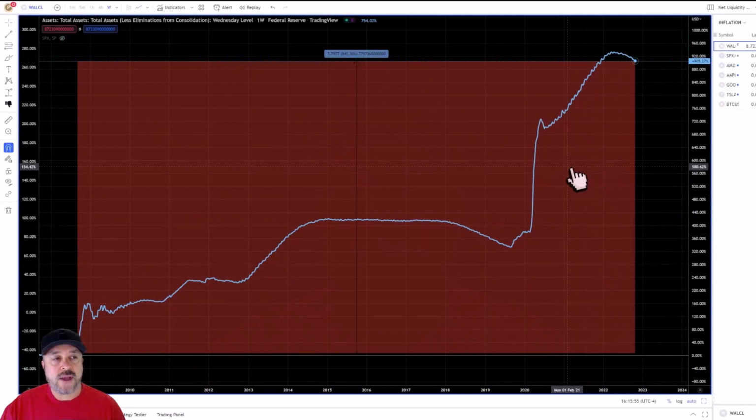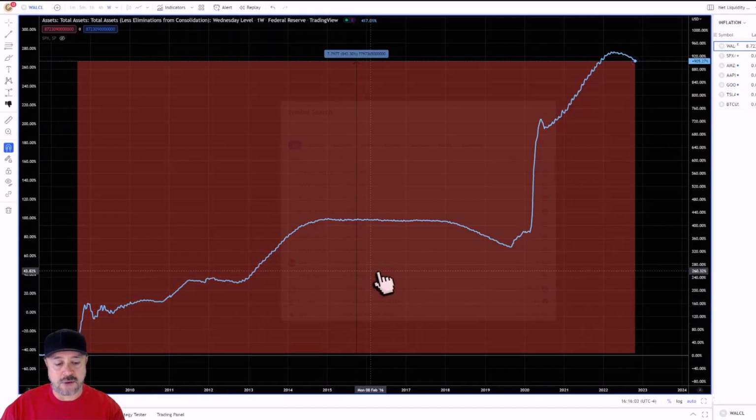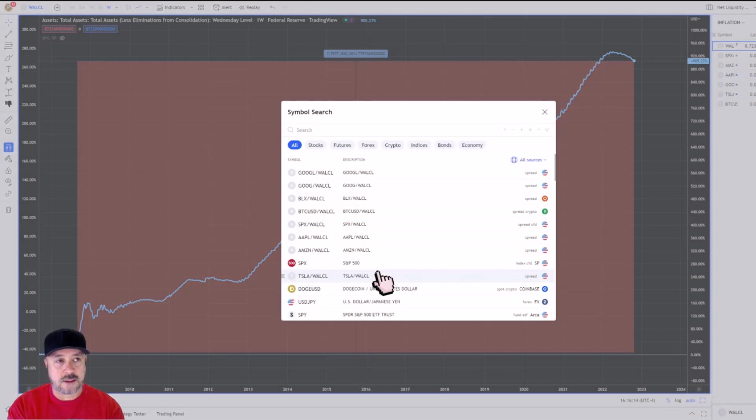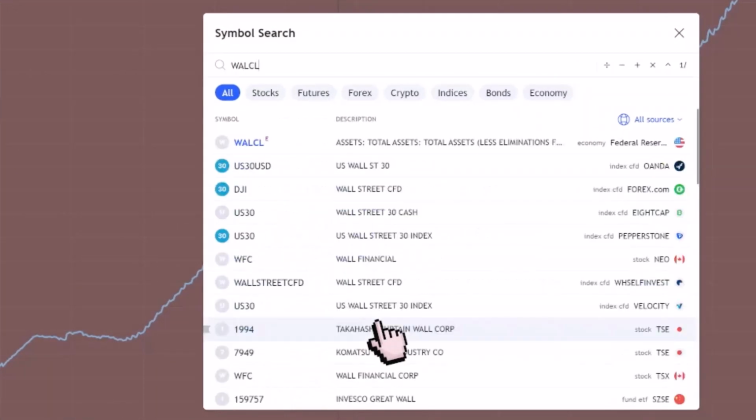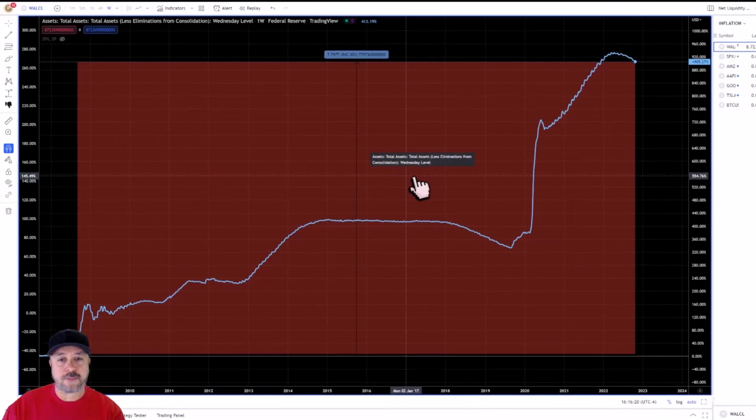Okay guys, so what we have here is the Fed's balance sheet. You're looking at a weekly chart of the Fed's balance sheet. Now, if you want to look at this on your own charts in TradingView, the symbol is going to be WALCL. All right, that'll give you the Fed's balance sheet.